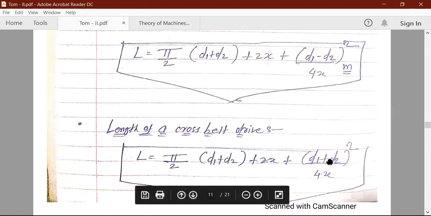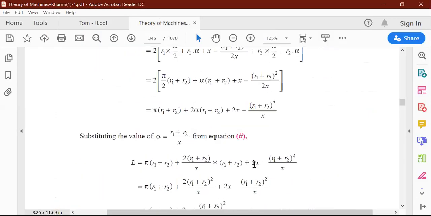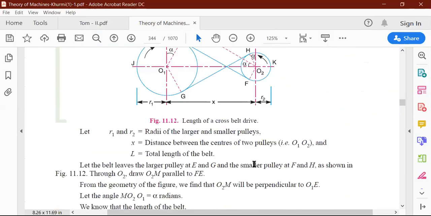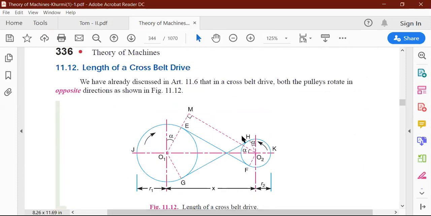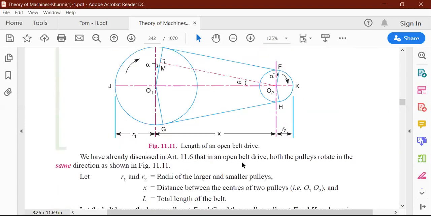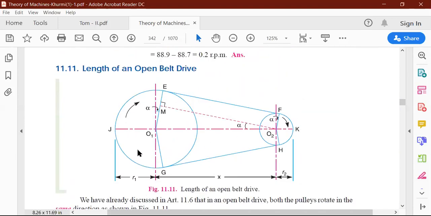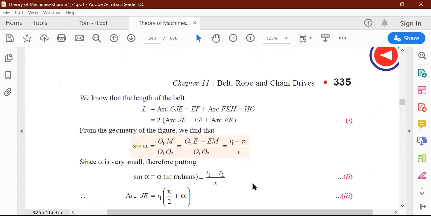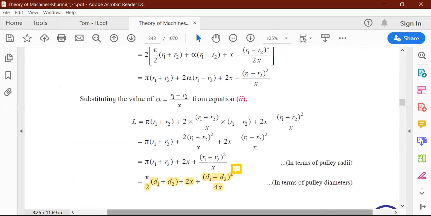sign. So you must write down these two formulas and keep these two diagrams in your mind. This is the cross belt drive diagram and this is the open belt drive diagram. Mostly the numerical is asked on open belt drive. So this is a simple diagram for the open belt drive. So let us move towards our numerical. This is the numerical.